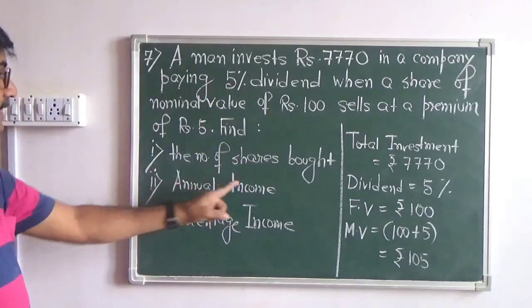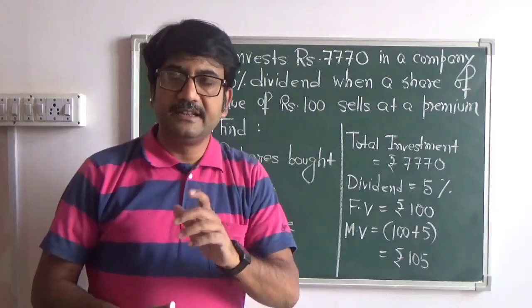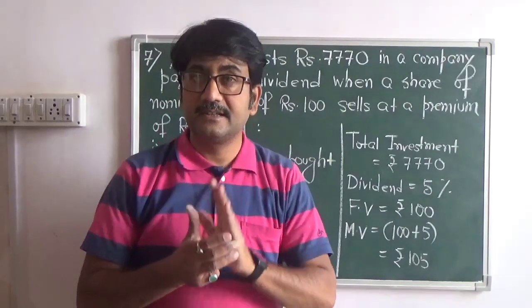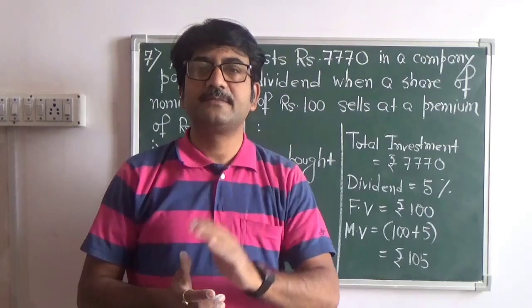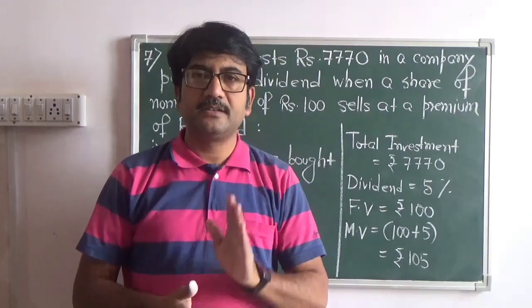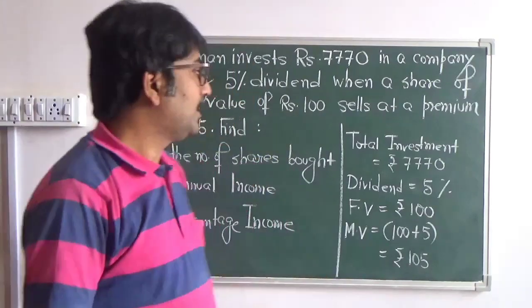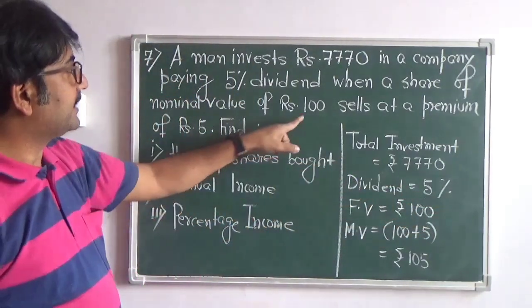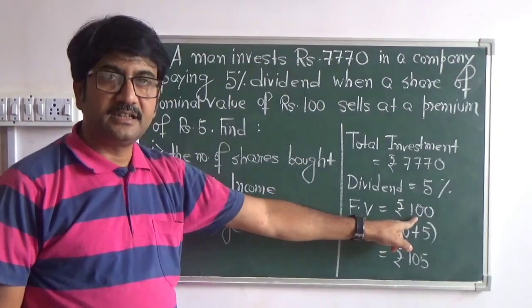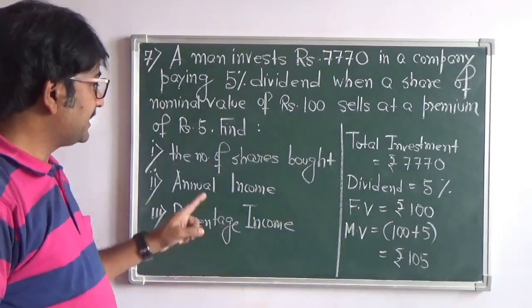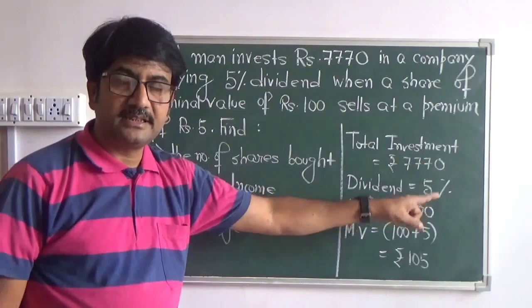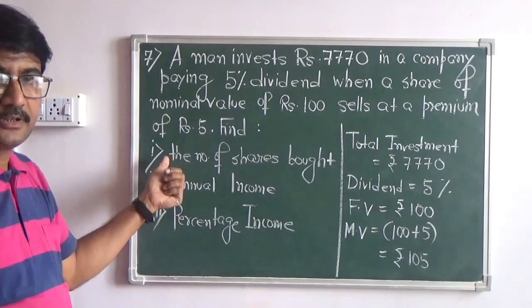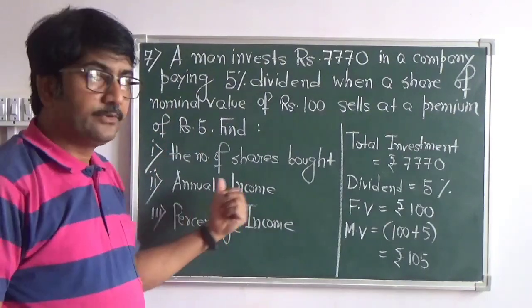Then the annual income. First we find the income on one share. Income is calculated on the face value. The dividend, the profit, is always calculated on the face value. Dividend is given as 5%, so 5% of rupees 100 is the income on one share. Then if you multiply the income on one share with the total number of shares found in part 1, we get the annual income.